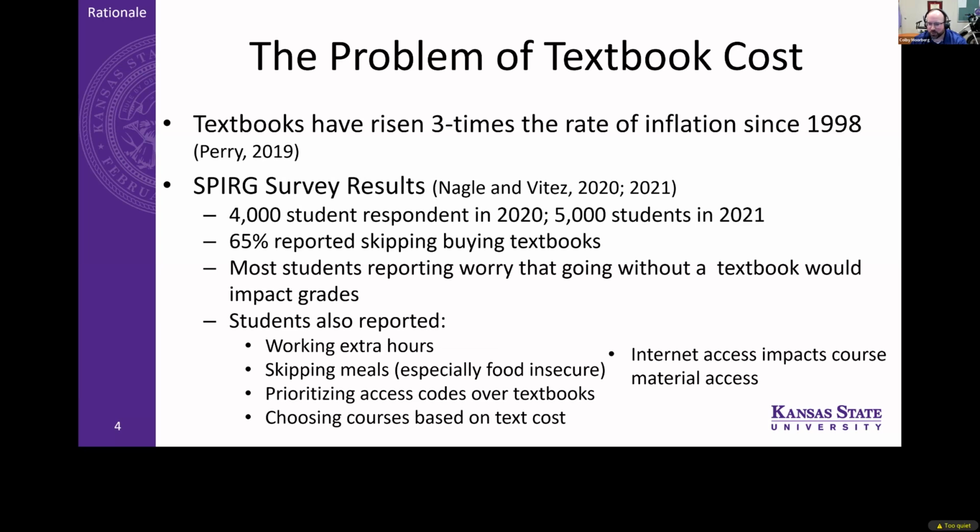So that brings up a whole other issue with access codes for homework platforms. And so it's overall just a big issue that students are facing. Another issue that students face is being able to access course materials related to internet access. So that plays into these textbook accessibility problems as well.